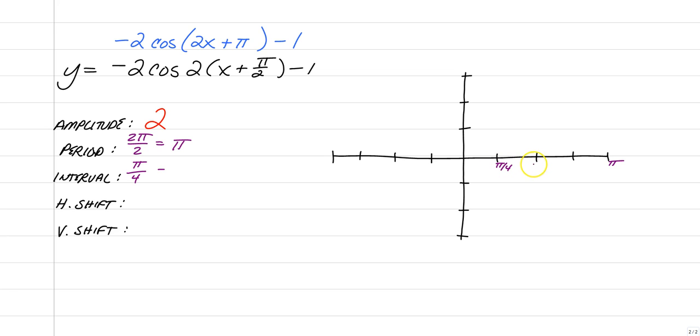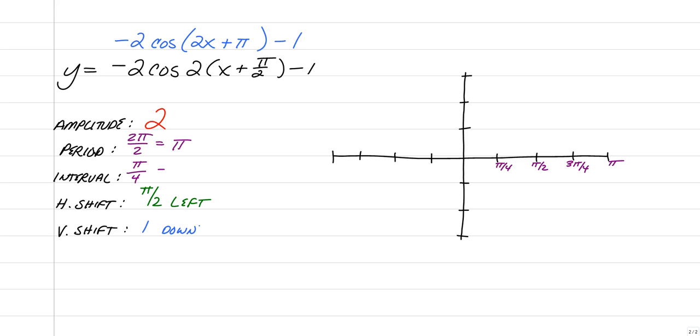And then we have 2 pi over 4. We have 3 pi over 4. And then 4 pi over 4. Our horizontal shift is pi over 2 to the left. And our last transformation is our vertical shift of 1 down. So x-axis is already scaled, we're good.